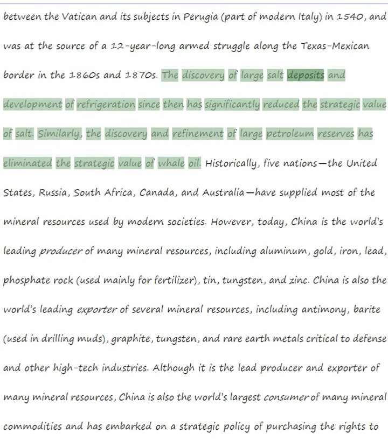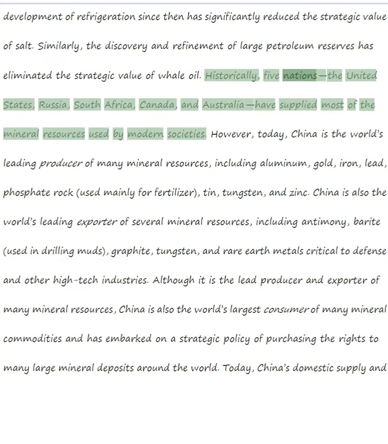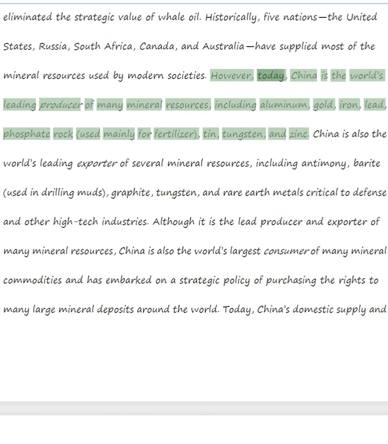The discovery of large salt deposits and development of refrigeration since then has significantly reduced the strategic value of salt. Similarly, the discovery and refinement of large petroleum reserves has eliminated the strategic value of whale oil. Historically, 5 nations, the United States, Russia, South Africa, Canada, and Australia, have supplied most of the mineral resources used by modern societies. However, today, China is the world's leading producer of many mineral resources, including aluminum, gold, iron, lead, phosphate rock, tin, tungsten, and zinc.